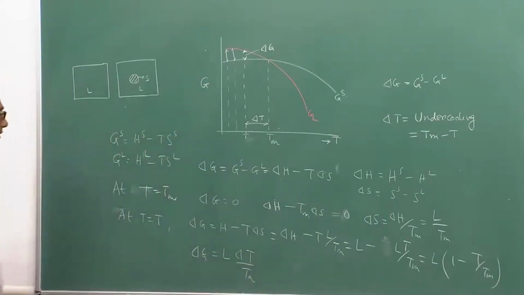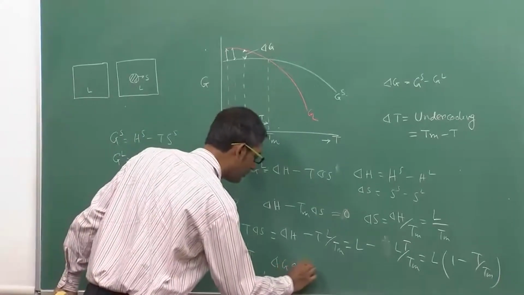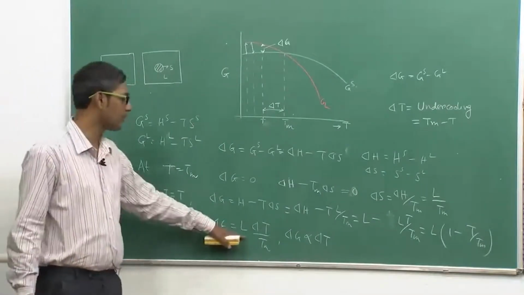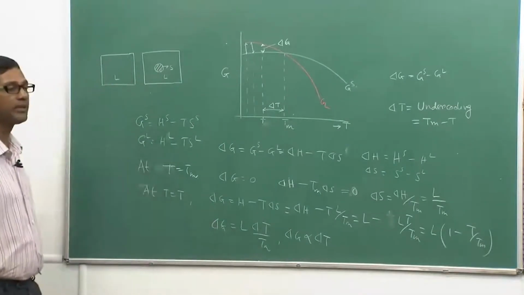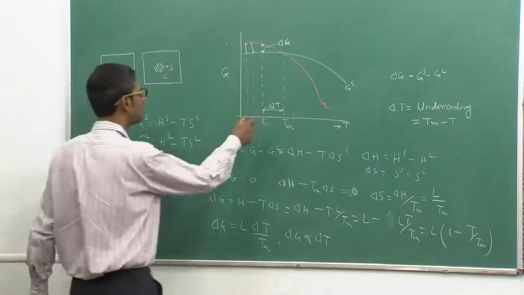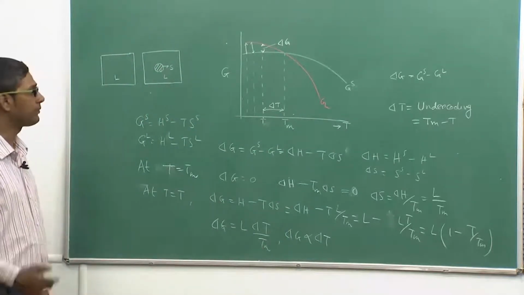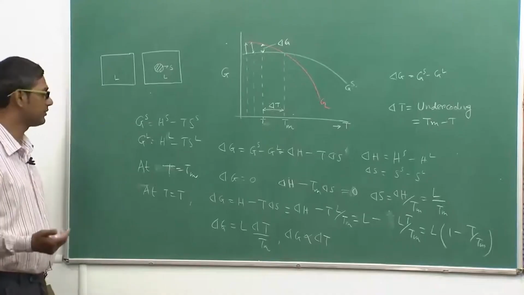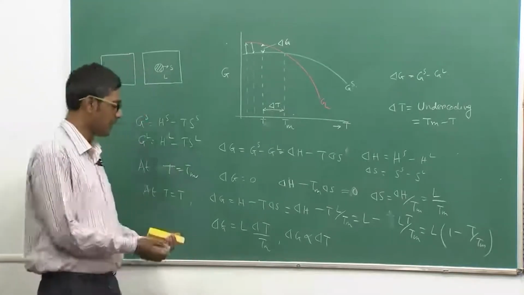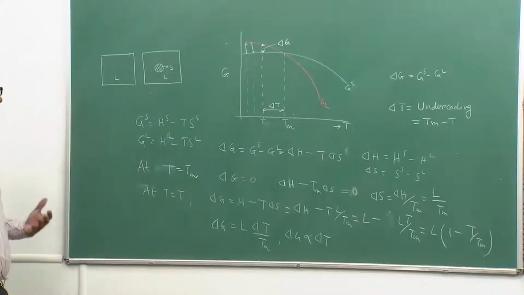As you clearly see, delta G is directly proportional to delta T, because L is a constant and the melting temperature is a constant for a particular system. So the higher the delta T value, the higher the value of delta G. As you undercool the liquid more, there will be more delta G available for the system to transform. That is the main driving force for solidification to happen.